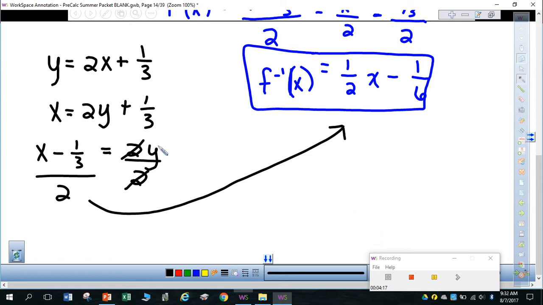And also, I should say the final step: notice how we have a y here. The final step then can be replacing y using this inverse notation with a little -1.